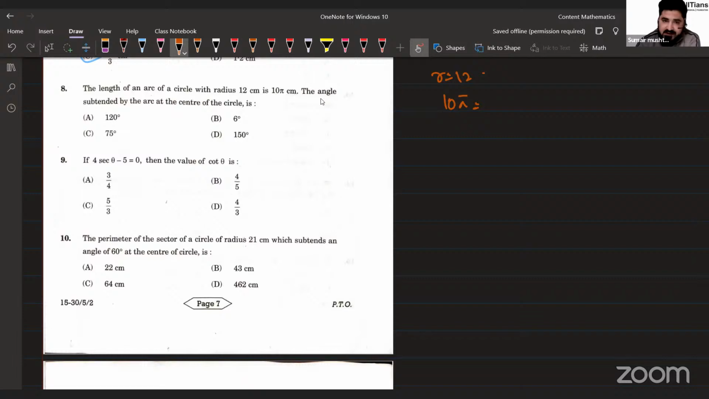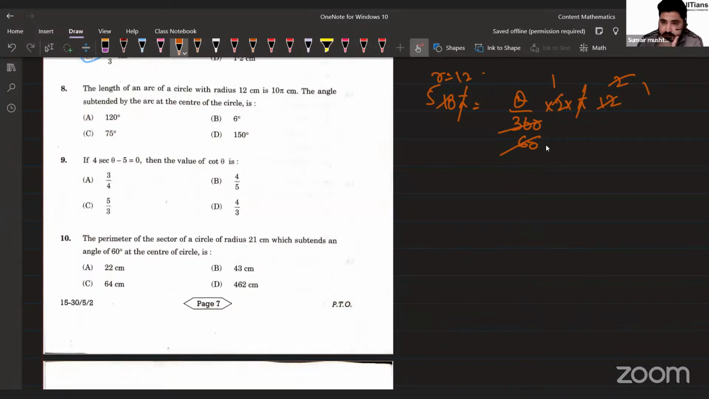You know the length of arc is equal to theta divided by 360 into 2 pi r. R is 12. Pi and pi will cancel. 2 into 12, 2, 1, 2, 5. Isn't it? Now go for the cancellation of this thing. 6, 2, 6, 60, 2, 1, 2.